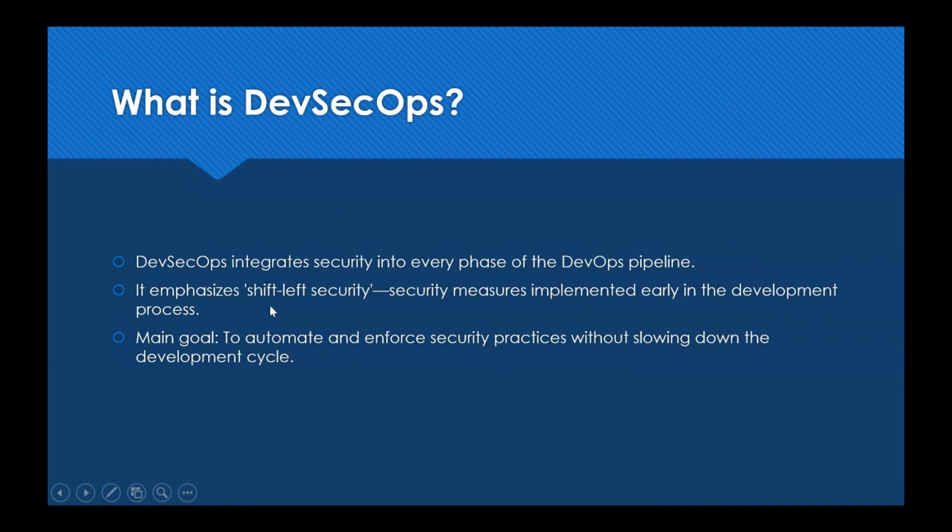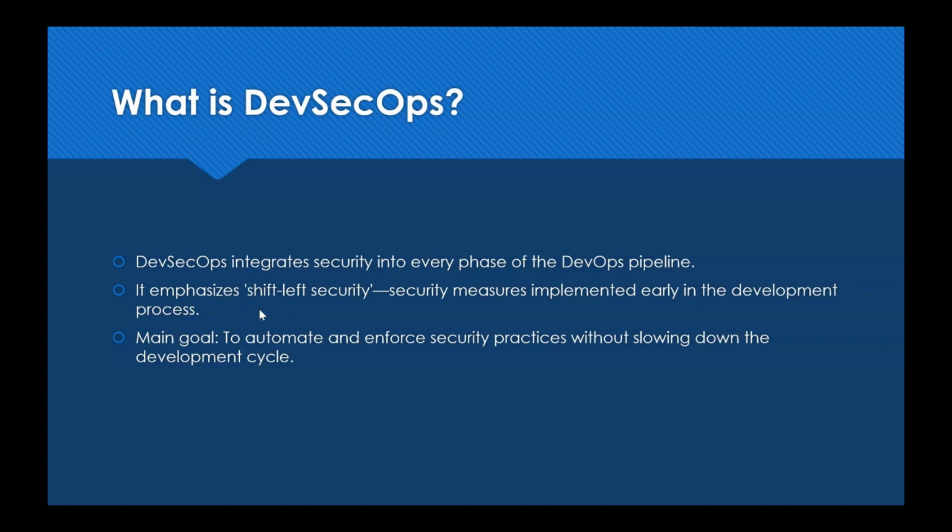This emphasizes shift-left security, which means security measures are implemented early in the development phases. This will be implemented early in your continuous integration pipeline, so that all the bugs or whatever issues you have in your code will be caught early.